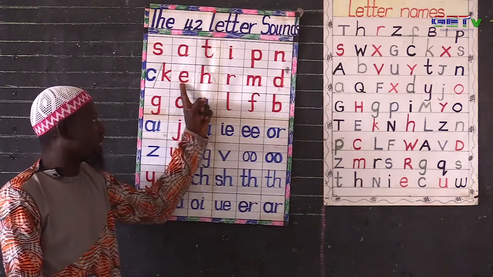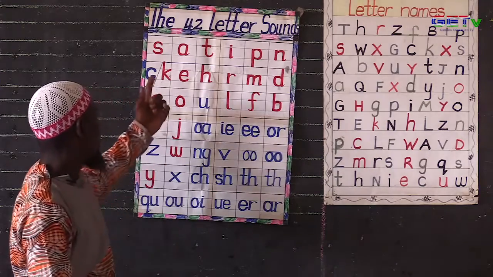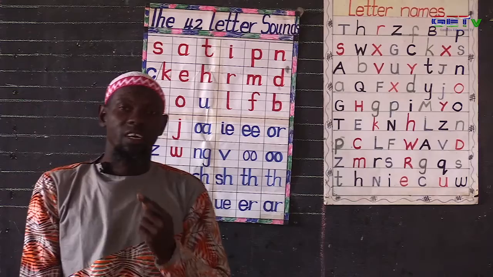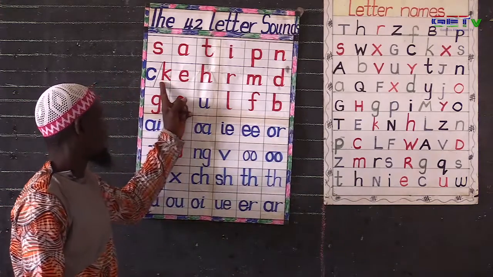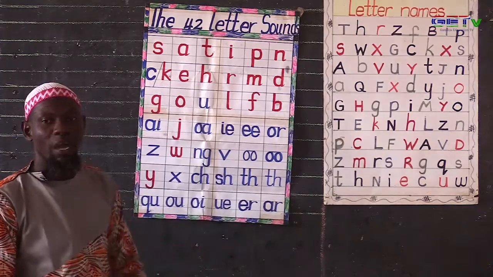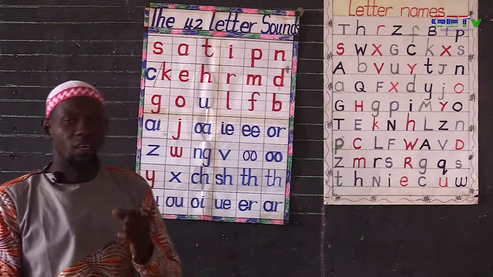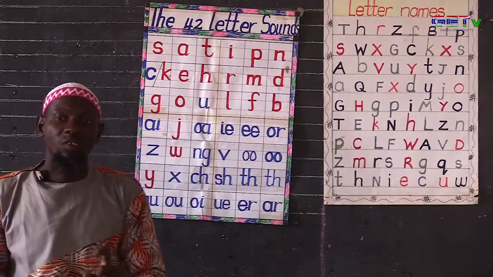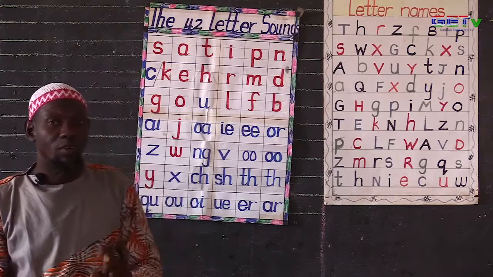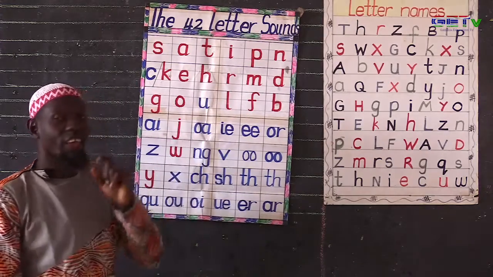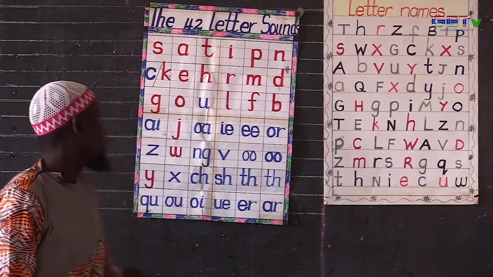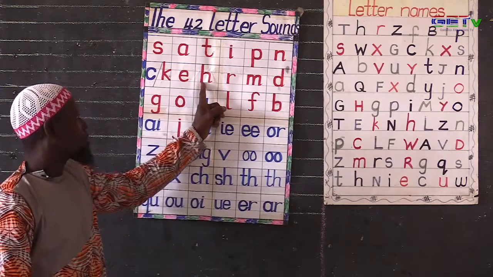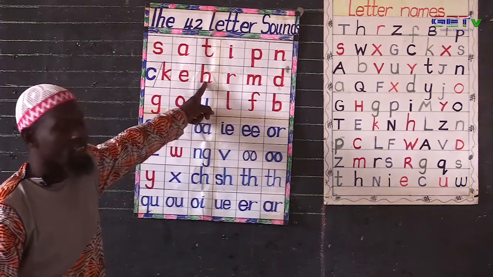My name is E. My name is C. My sound is K. My name is K. My sound is K. My name is E. My sound is K, sorry, my sound is E. Very good. My name is E and my sound is E. Very good. Let's continue. My name is H.